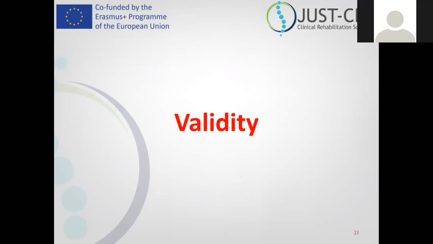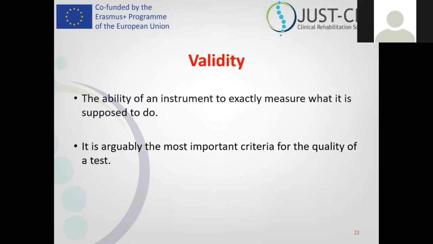Now we're going to talk about validity, which is the second psychometric property of instruments. Validity is the ability of the instrument to exactly measure what it is supposed to be measuring. For example, if I want to measure weight, then I would probably use a scale. I will not use a tape measure. Or if I want to measure, for example, the range of motion for the elbow joint, I would use a goniometer. I will not use a dynamometer.